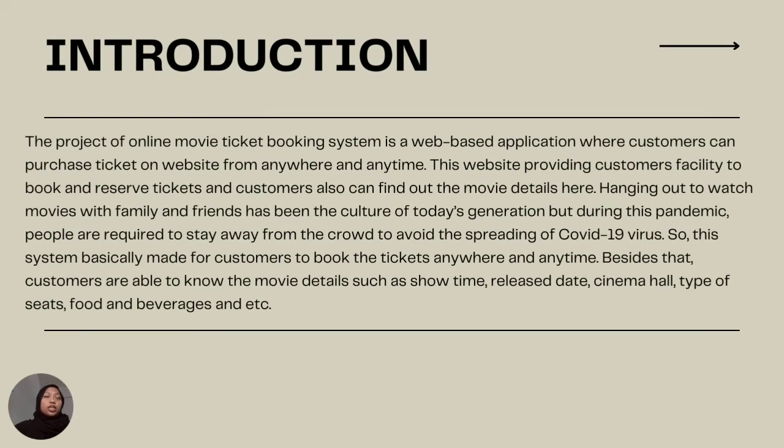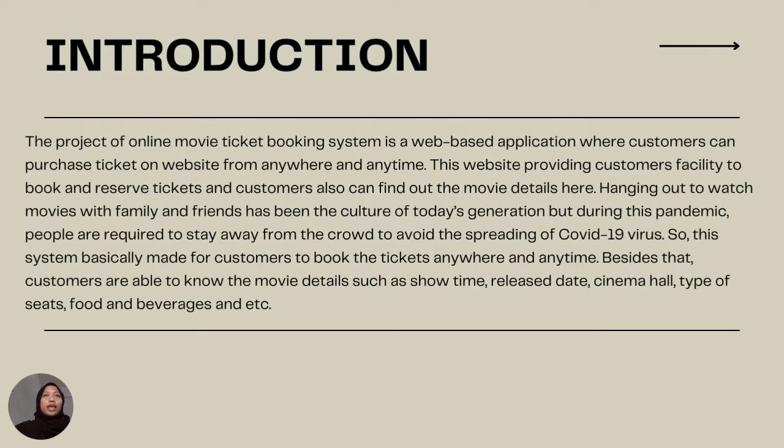First is the introduction. As I told before, our system is an online movie ticket booking system. It is developed to provide customers the facilities to book and reserve tickets, and customers can also find out the movie details. On our system, customers can know the movie details such as time, release date, cinema hall, type, seats, food and beverage, and etc.